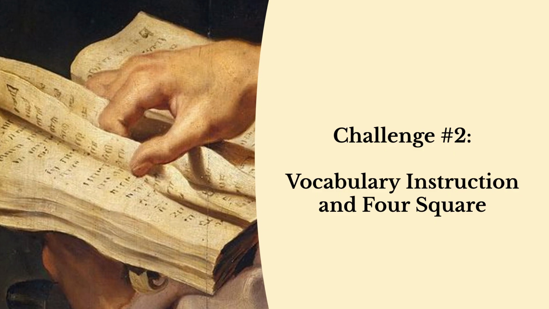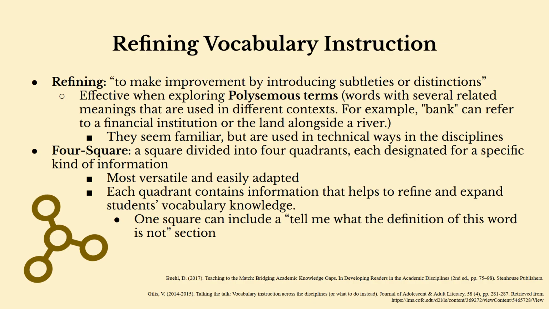In this case, I want to bring our attention to vocabulary contextualization in a history classroom, using a practice known as Foursquare to combat the challenge. The major challenge here is refining terms. As explained in Buell's textbook, refining means to make improvement by introducing subtleties or distinctions. Refining terms can be especially effective when exploring polysemous terms, as in words with several related meanings that are used in different contexts. They seem familiar, but they are used in technical ways in the disciplines.